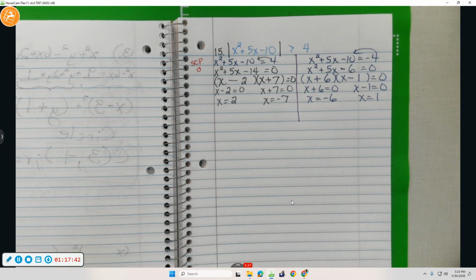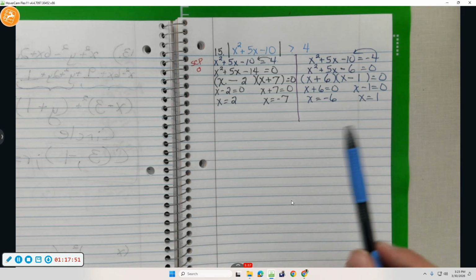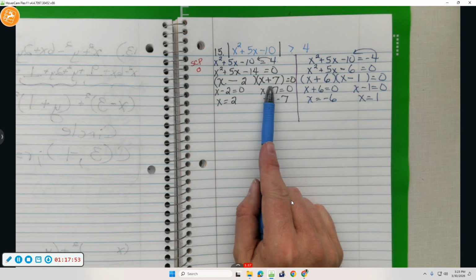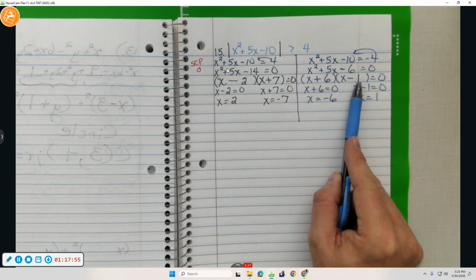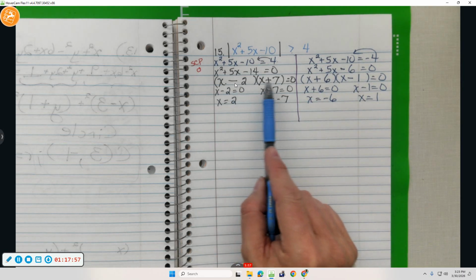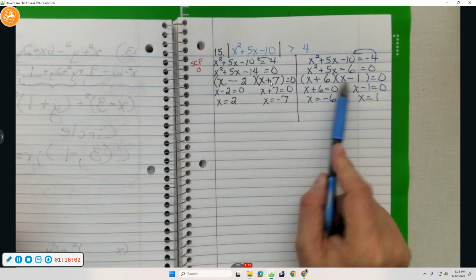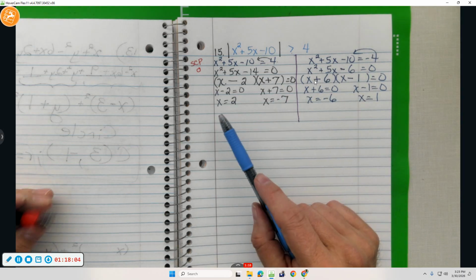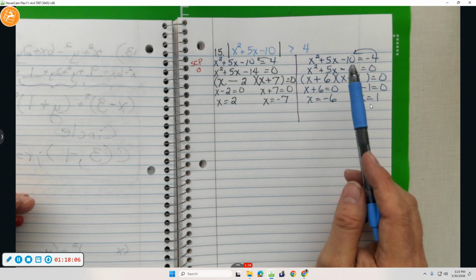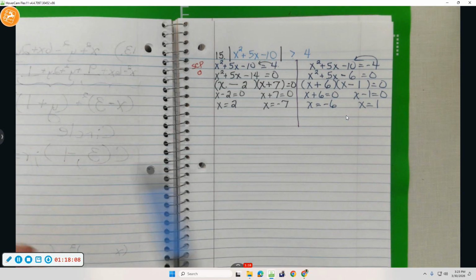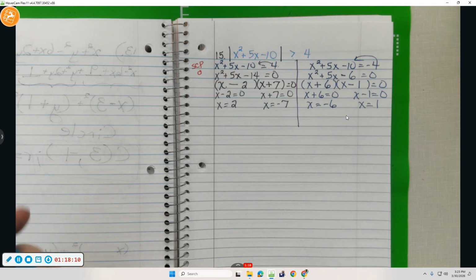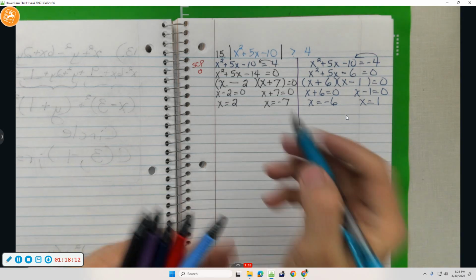Hey, I have a question. Can we assume an alternating pattern on this problem, or do we have to check every interval on the number line? You can assume an alternating pattern. Notice when we factored, every factor is different. We didn't have x minus 2 times x minus 2, or x plus 6 times x plus 6. There's no repeated factors, so you can assume an alternating pattern.